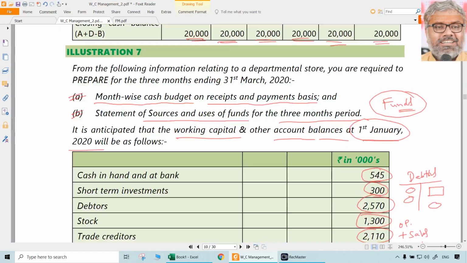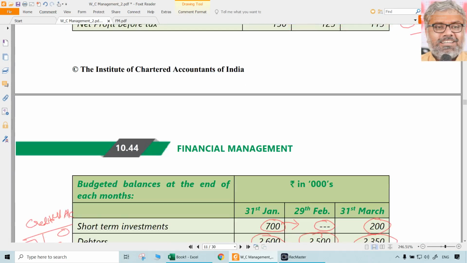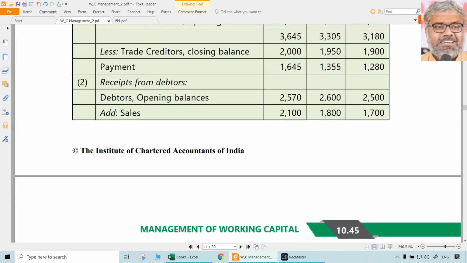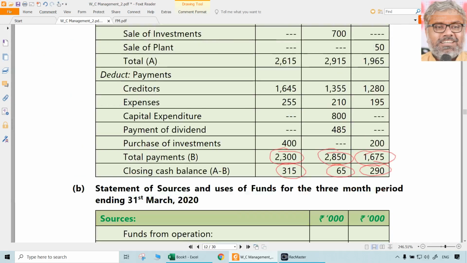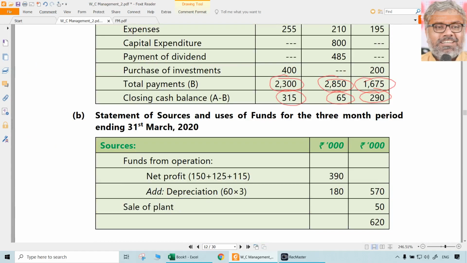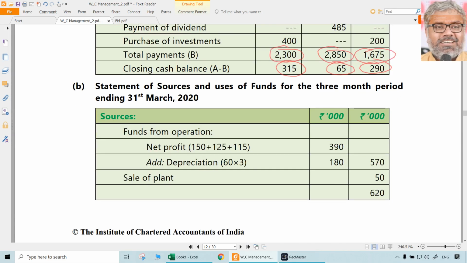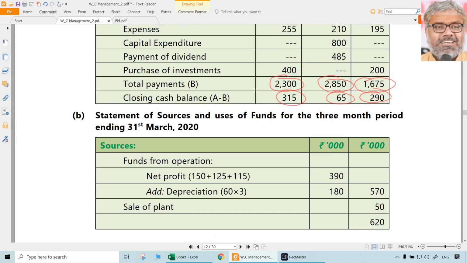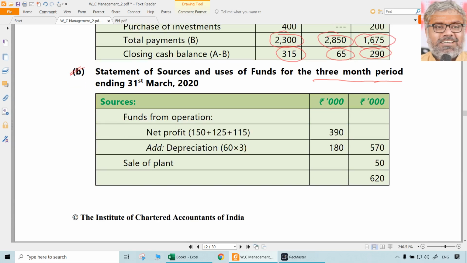Attempted well, you can score full marks. The entire 10 marks can be scored with that. But this question particularly was asking for a cash budget. To that extent, it's okay. But not only that, it has also asked for a statement of sources and uses of funds for this 3 months period. It is also asking that. So it is similar, not exactly the same, but similar to the cash flow statement. If you remember, the same logic will be taken here also.